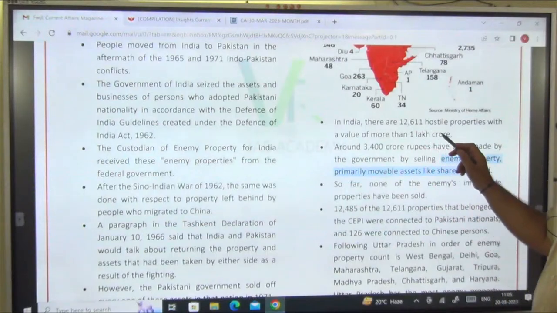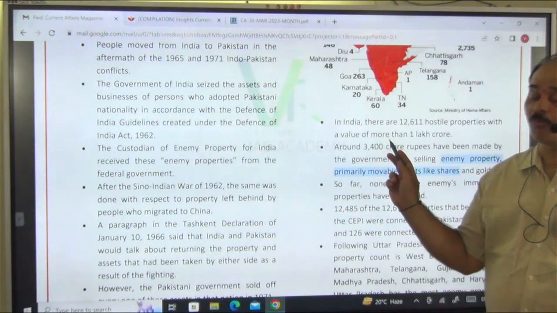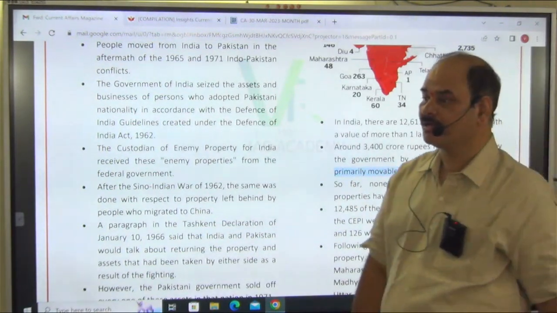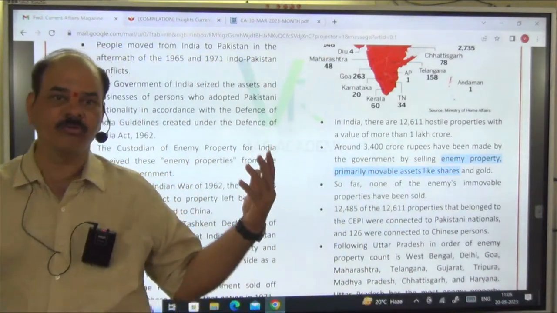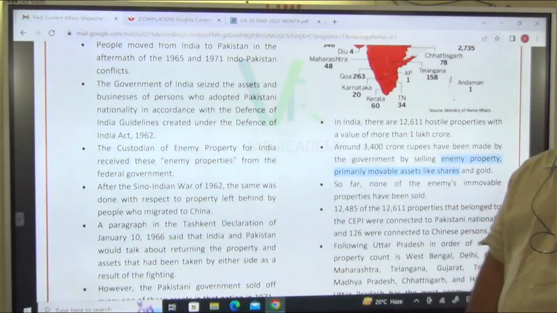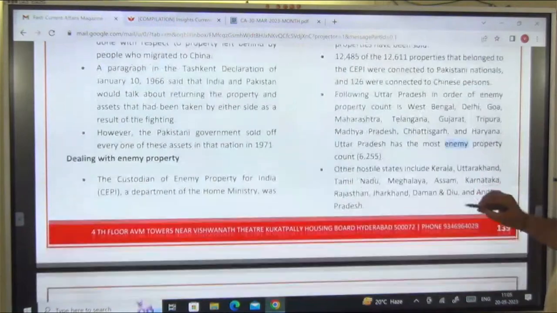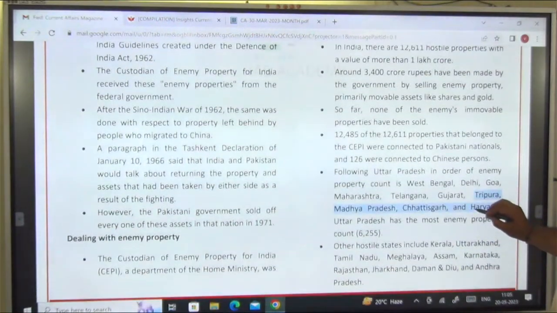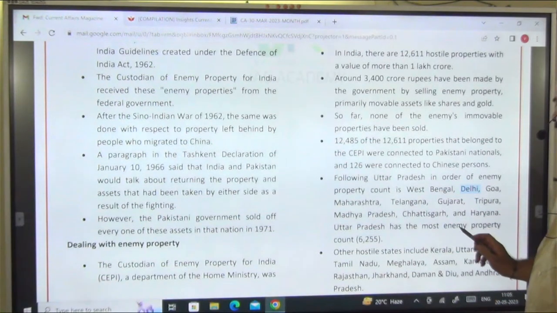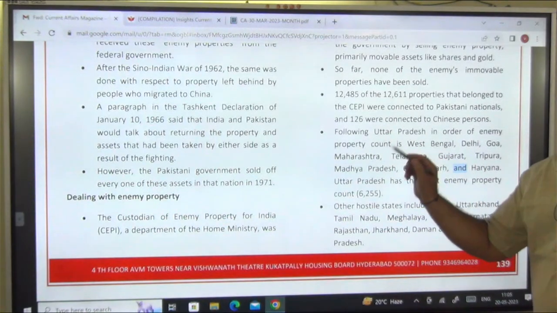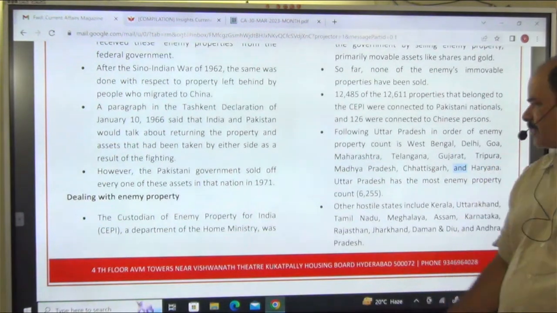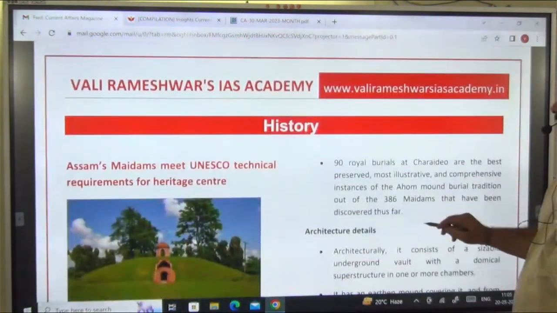In India, there are 12,611 enemy properties with value of more than 1 lakh crore. It is a registration value, means the actual value will run into many more crores. So, one agreement, try to remember this agreement, Tashkent Declaration, okay? No, following Uttar Pradesh in order of enemy property count is West Bengal. So Uttar Pradesh is having more enemy properties. Even you may get that question also. Followed by West Bengal.